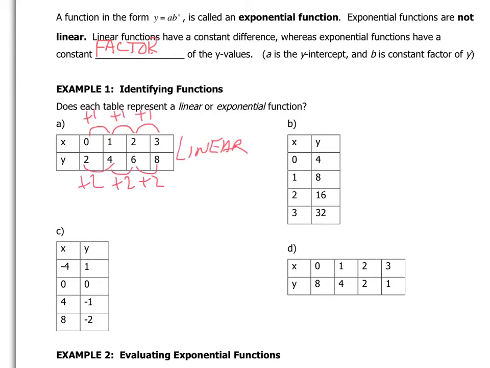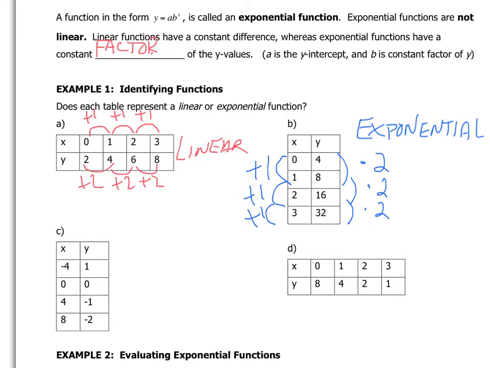But now compare that to example B in that table. As my x values are going up by 1, my y values are changing by different numbers. I can't say that they are each going up by adding the same number. What I would notice is that I would be multiplying by 2 each time. So this is obviously not a common difference, but we could say that these have a common constant factor. They are being multiplied by the same number, that number 2. This would be an exponential function.